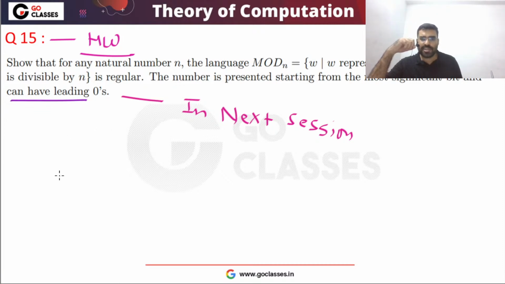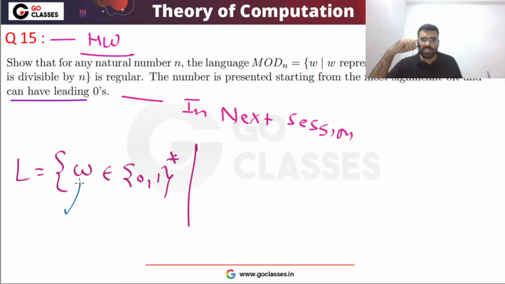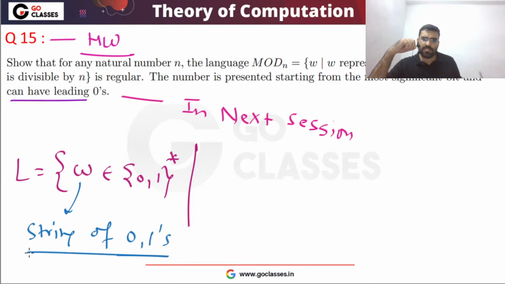So we need to prove this is regular, and we have already done this. Yes or no? We have already done this. So you can create a DFA of n states. Remember this language. What is this language? Language is W belongs to {0,1}*, meaning W is a string of 0s and 1s. Now the question is saying that W represents a binary number that is divisible by n.